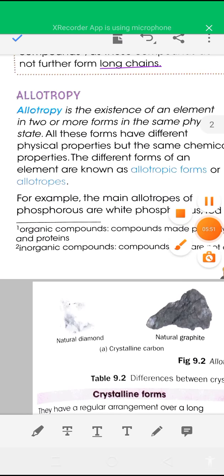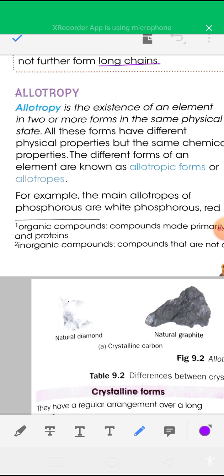Now see allotropy. What is allotropy? Allotropy is the existence of an element in two or more forms in the same physical state.